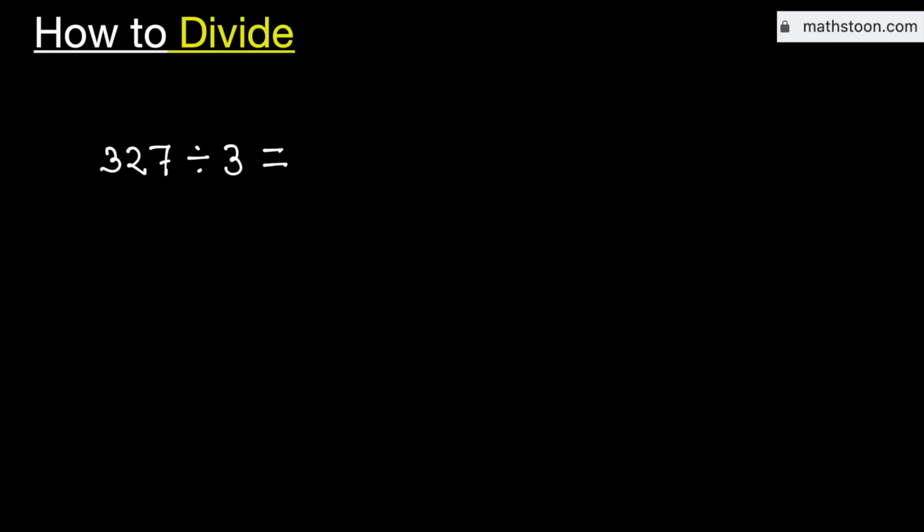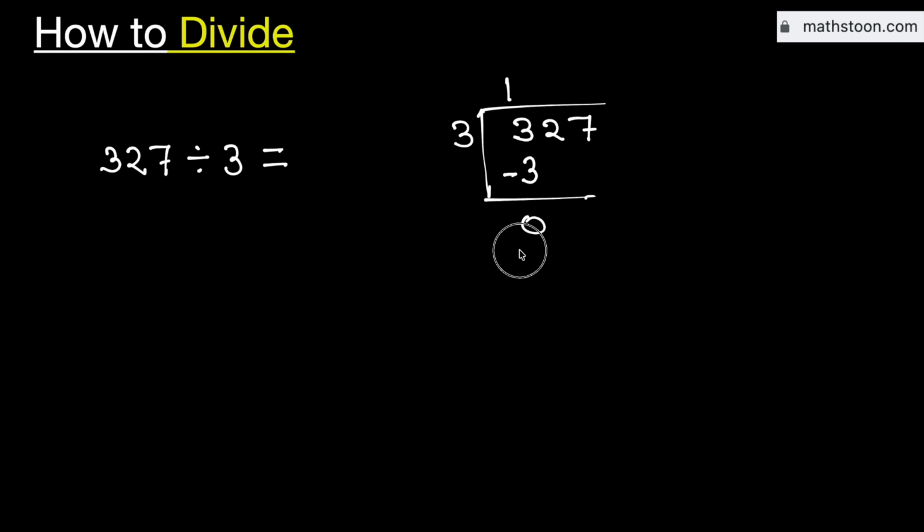In this video, let's learn how do we divide 327 by 3 using the long division method. Consider the first digit 3. We know that 3 times 1 is equal to 3. Subtract, we get 0. Now see that this 0 is less than 3. That is why we need to bring down this adjacent number 2 here.